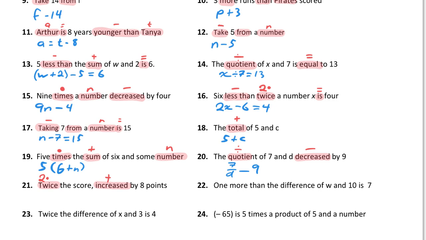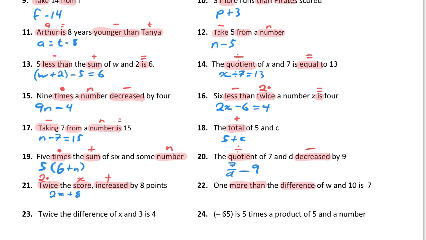2 times the score, oh, and we should probably give the score a variable, since we have to multiply this, let's call this x. I don't want to call it s because it looks too much like a 5 for me. So let's call this x. And then we'll put it all together. 2 times the score, plus 8 points. There you go.